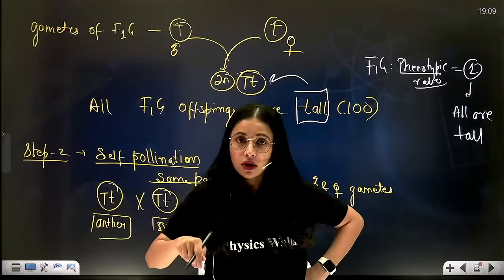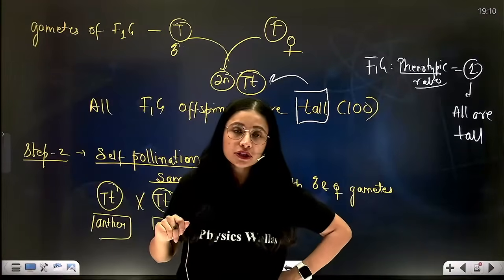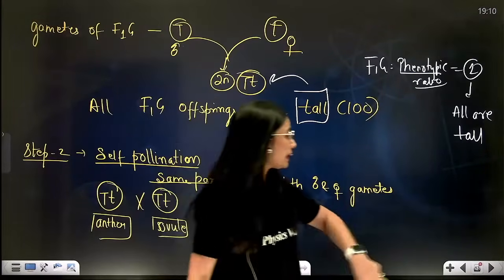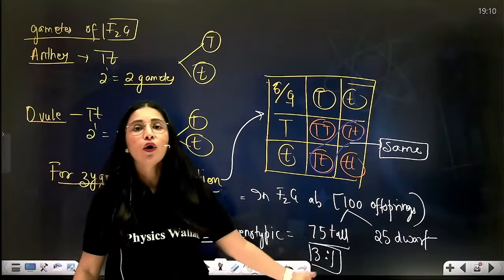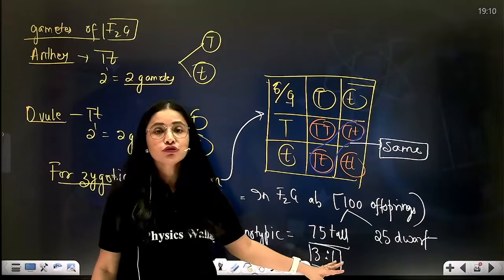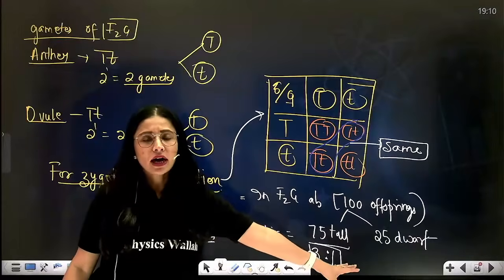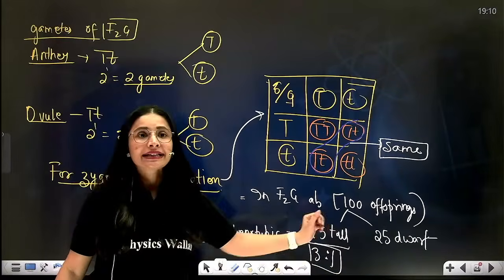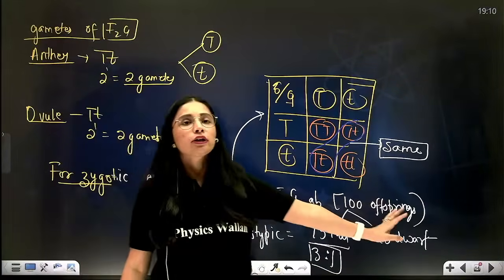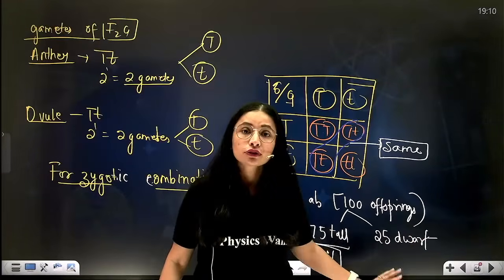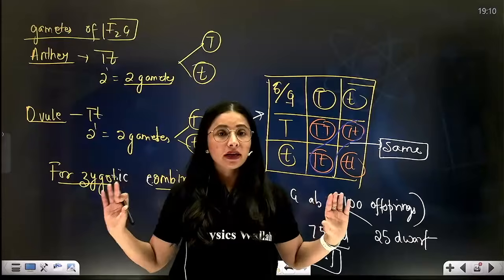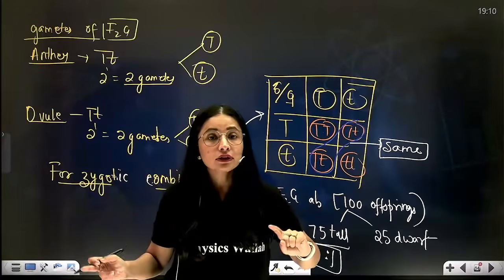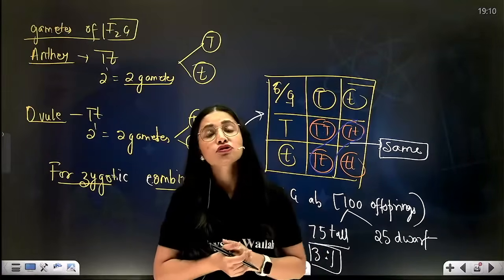So to ensure this, he performed self-pollination, and after completing it, he observed the 3:1 ratio of the F2 generation, where if 100 offspring were obtained at last, then 75 were tall and 25 were dwarf. So this only he could see. He could only see the phenotypic ratio. Now he wanted to know the genotypic ratio also.